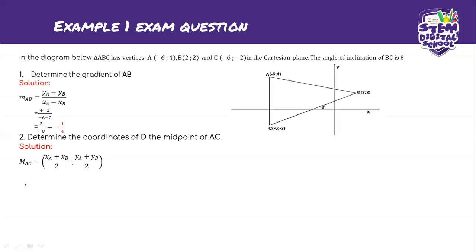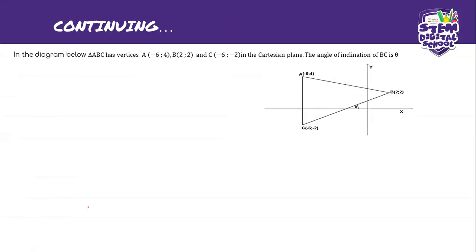Thereafter, we are going to substitute. For XA, you go to point A, you take the X value there, which is -6, then you substitute the values in the formula. Thereafter, you press your calculator, and the value of X is -6 and the value of Y is 1. There you've got the coordinates of D. Now let's proceed. The questions still continue.